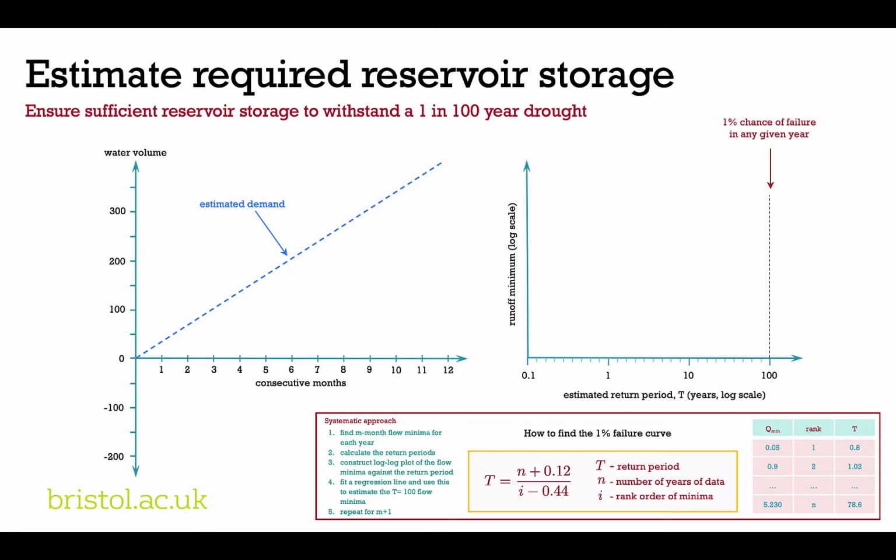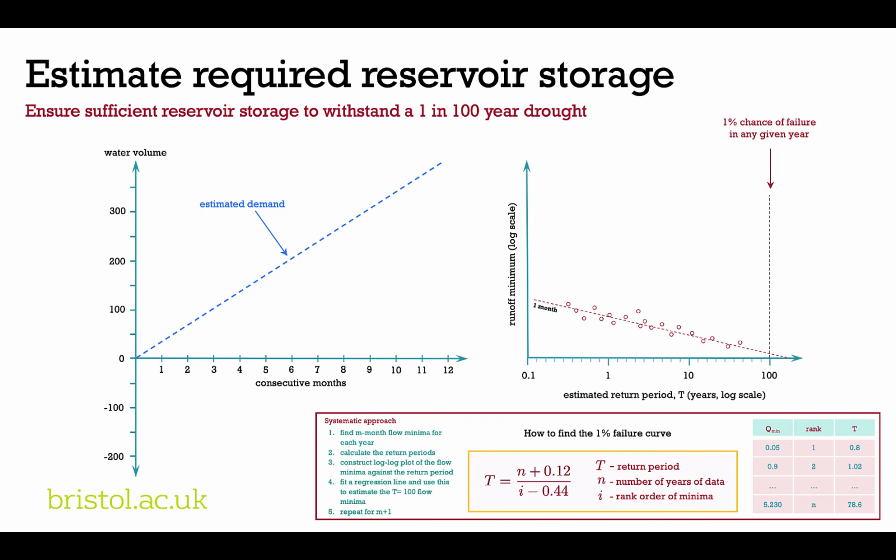And then what you do is you plot the runoff minimum against the estimated return period, and you do that on a log-log scale. And so once you've done that for the 1 month values, you do it for the 2 month values, and so on. And this is roughly what you should find. So you get your 1 month line, there are your values. You then do a linear regression on that, and then you project that forwards to the 100-year return period.